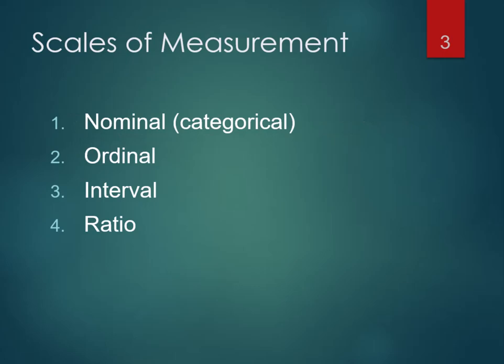Let's take a look at the different types of scales of measurement. We've got nominal, which is categorical. The definition of nominal means small, sort of like minimal. Ordinal means there's an order, which means things go from one to the next, such as freshman, sophomore, junior, senior.